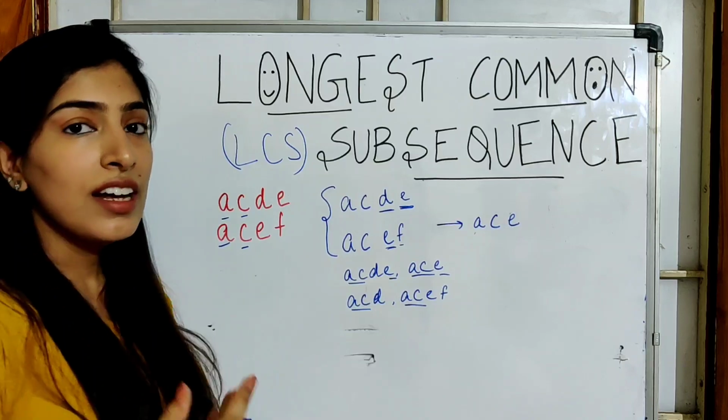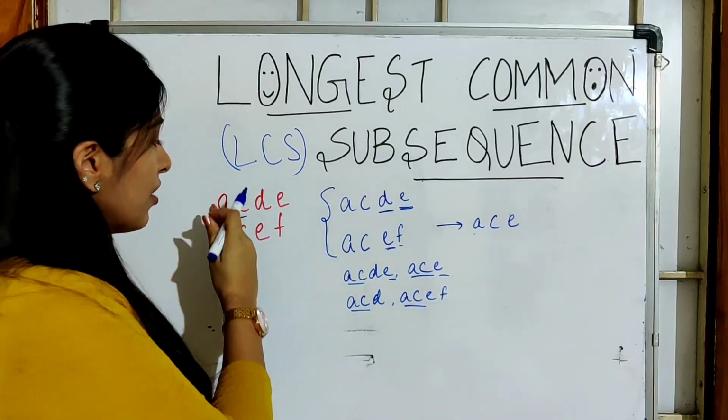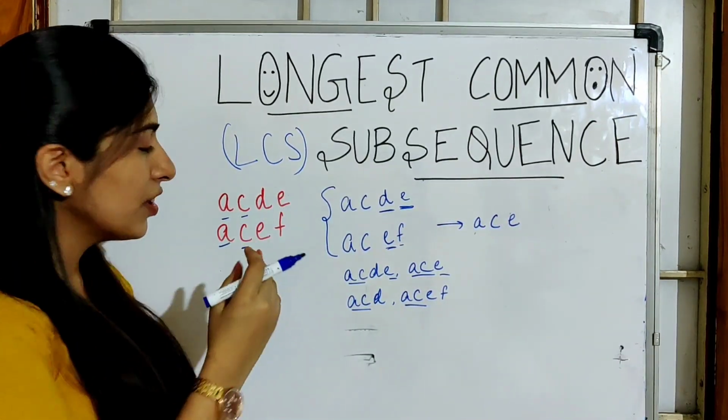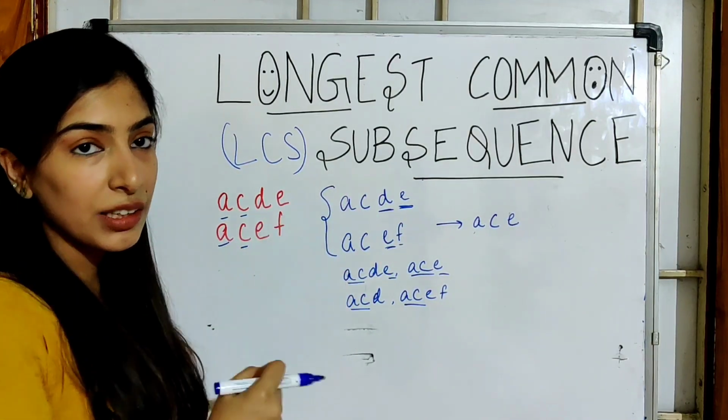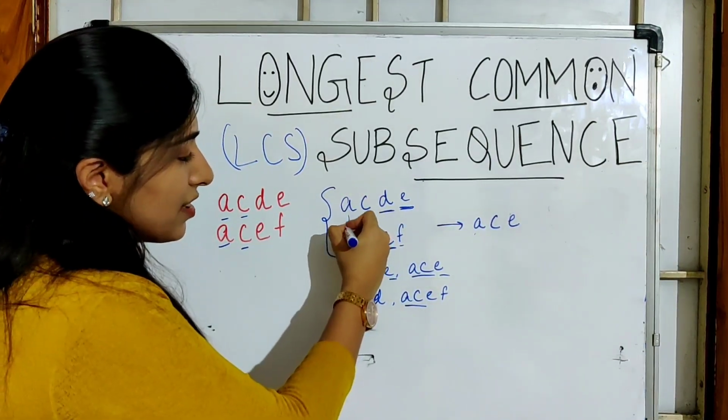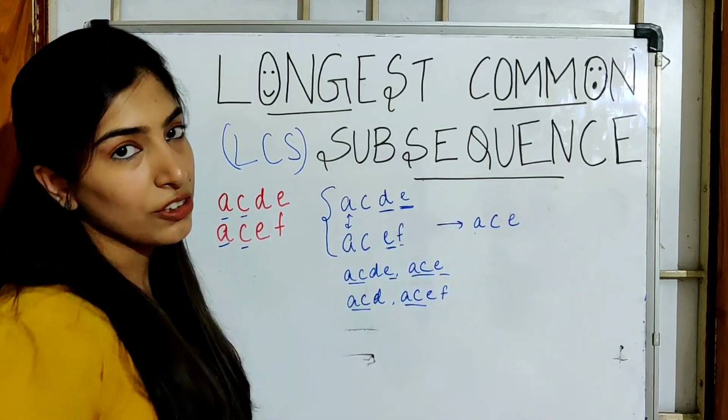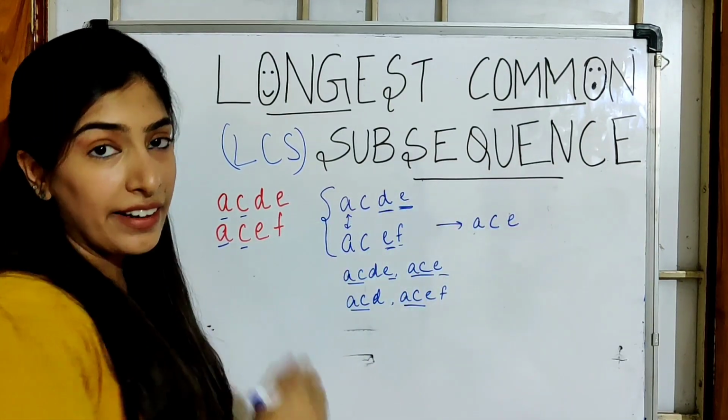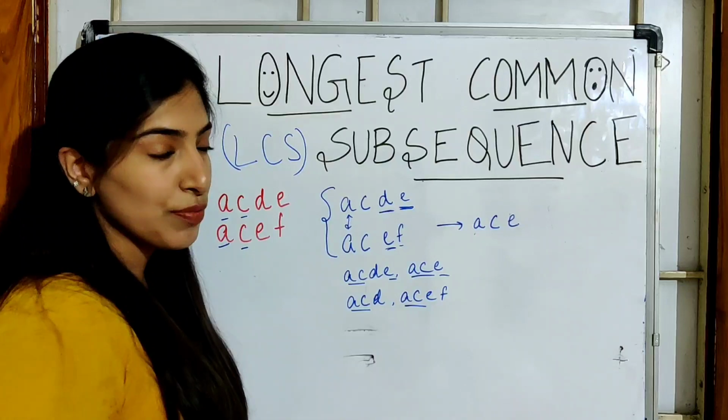So what is the general approach that we got? If we are building up a string character by character, if the characters are same for both the strings, that will obviously contribute to our answer. So we will add it. Okay, so our length will increase by 1.